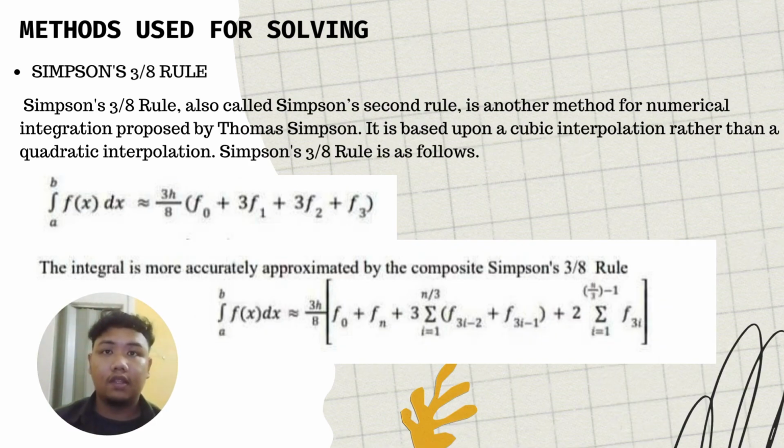Lastly, the last method is Simpson's 3/8 rule. This rule, also called Simpson's second rule, is another method for numerical integration proposed by Thomas Simpson. It is based upon a cubic interpolation rather than a quadratic interpolation. Simpson's 3/8 rule is as follows with this formula, and the integral is more accurately approximated by the composite Simpson's 3/8 rule by using this formula.